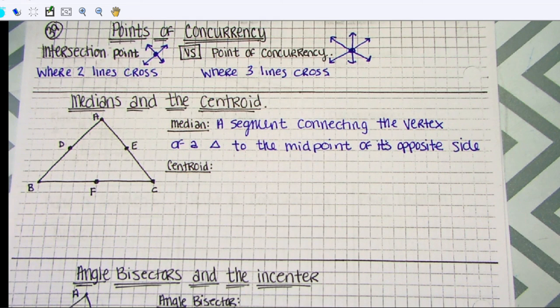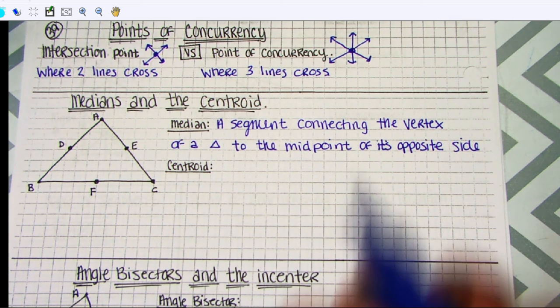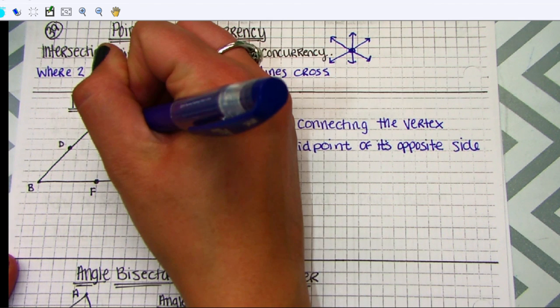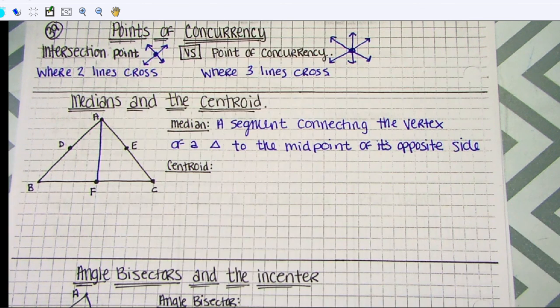Outside again. So the median is a segment connecting the vertex of a triangle to the midpoint of its opposite side. Whenever you're dealing with medians, they have to start at the vertex angle, which is A, B, or C. They will connect to the midpoints of the sides. Now these are different than mid-segments because they're not parallel. So if we started, A would connect down to F. That is a median. Medians cut sides in half, which means F is a midpoint.